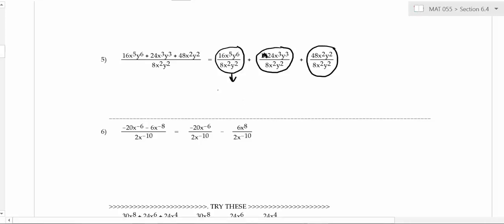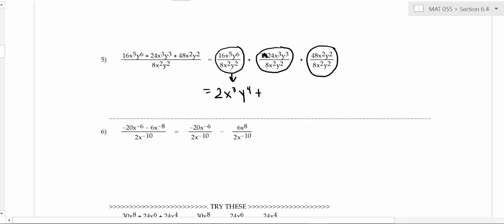Okay, now try to do the first one in your head. What's the first one going to be? X to the 3rd, y to the 4th. Right, 2. 16 divided by 8 is 2. There's 3 more x's in the top, so that's x to the 3rd. There's 4 more y's in the top, so that's y to the 4th.